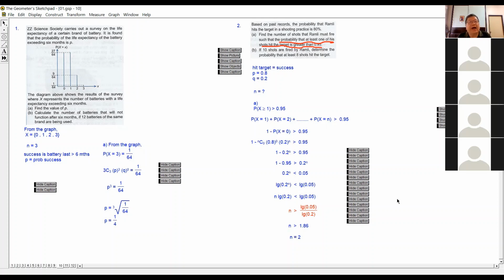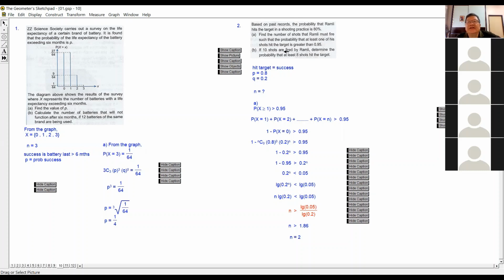So this is how we use probability to predict how many times you have to shoot, right? This is how you're going to use logarithm. Any questions so far? No, teacher. No. Then we carry on with the second part of the question.